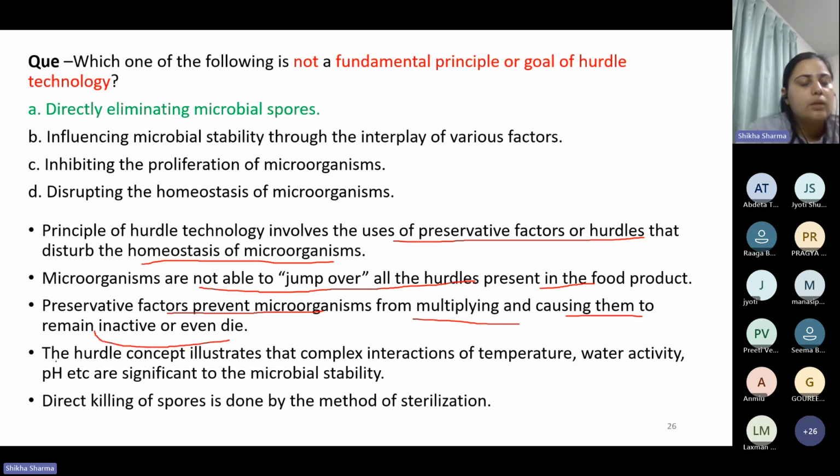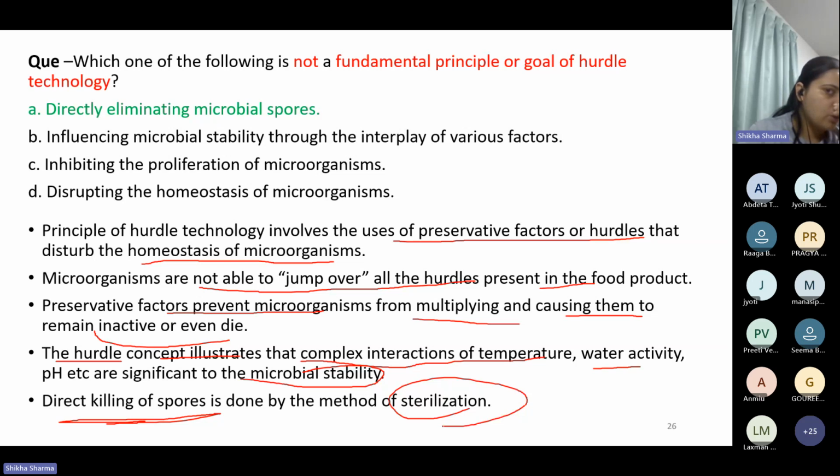We do different series of treatments. The hurdle concept illustrates the complex interaction of temperature, water activity, pH, etc. to get microbial stability in the food. And direct killing of the spores is the method for sterilization. It is done by sterilization, not by hurdle technology. Like it can, but it may or may not be possible.